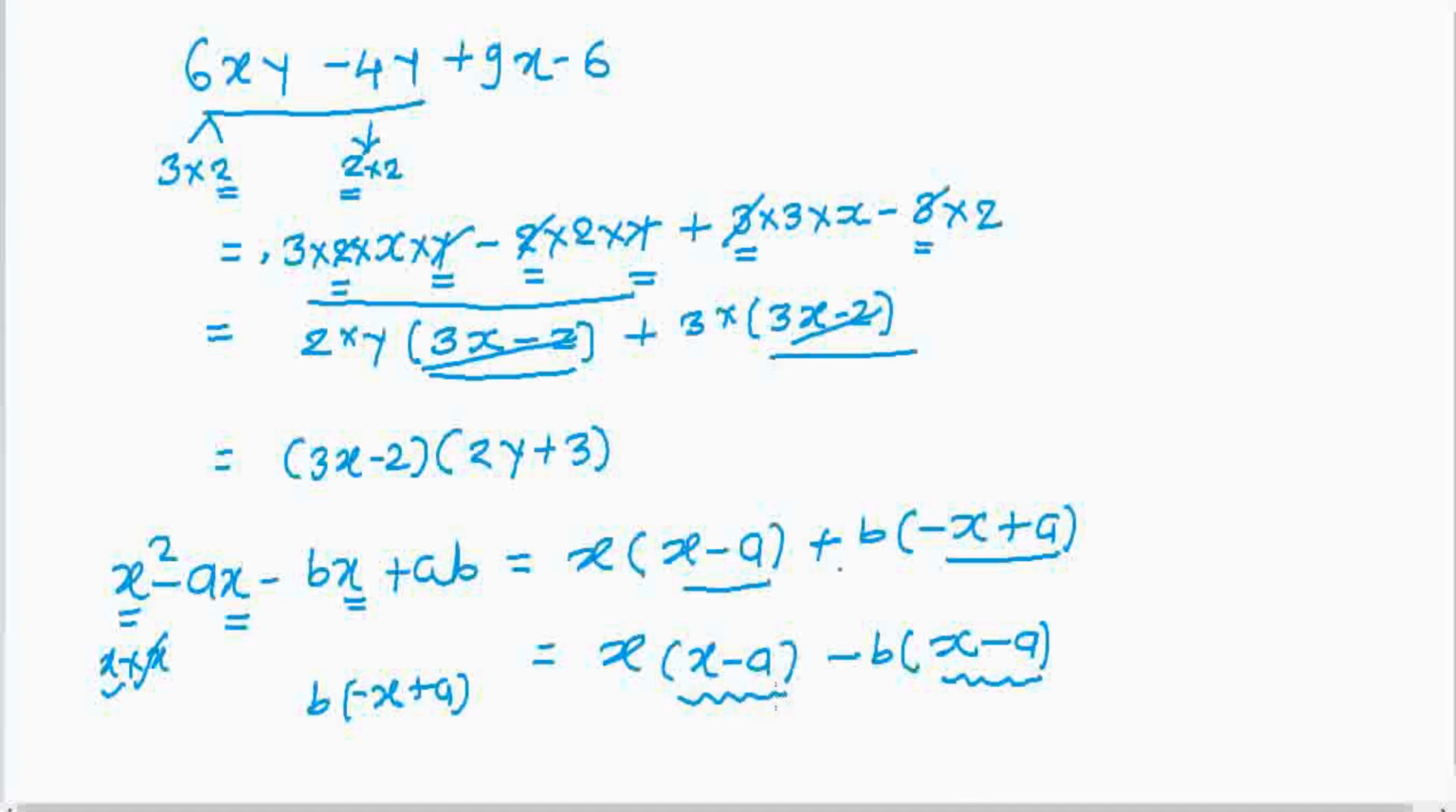this is a similar term and we can take x minus a as common from these two, x minus a, x minus a, and what we get now in the remaining terms, this will be x minus b. Okay, so the factorization of this is x minus a into x minus b.